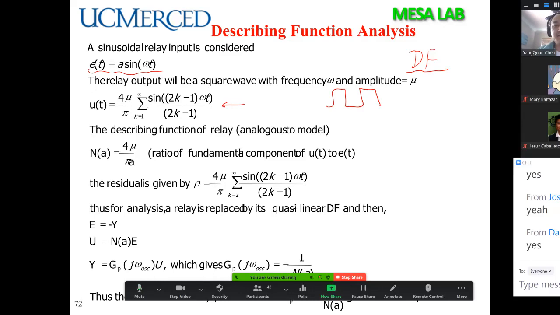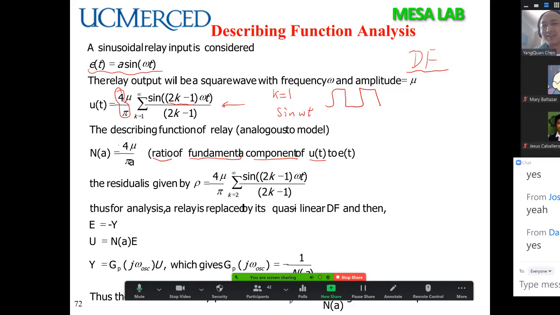The ratio of this is important, the fundamental component of U. So I cancel all the others and just leave the fundamental one. I only need when K is 1; I ignore anything higher than 1. Then when this is 1, I have sine omega t, because 2 times 1 minus 1 is 1. But remember, I have 4 divided by pi in front.